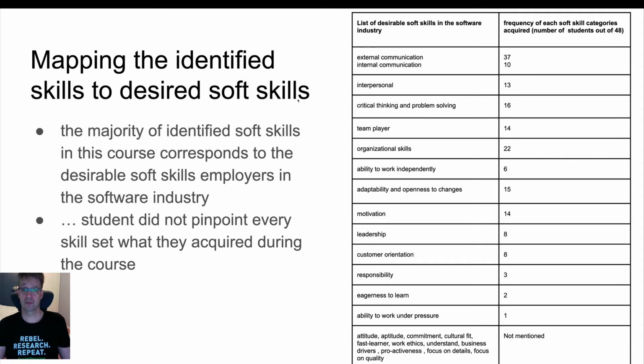And we also have to understand that students definitely did not pinpoint each and every skill they acquired during the course. They basically reflected on their learnings, and we did not give them the list of skills that they should reflect on. Basically what we did, we mapped what the students said, categorized those, what they meant with their statements, and that way got these figures.